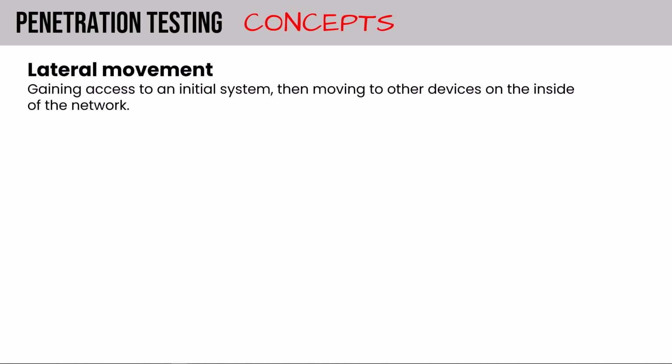Okay, and still in the vein of penetration testing concepts, I mentioned lateral movement. I just wanted to touch on a few basics here that I've mentioned previously. Lateral movement is gaining access to an initial system and then moving to other devices on the inside of the network. So moving laterally across the network, often beginning with client systems and attempting to move into server systems and crawling to more and more valuable assets.